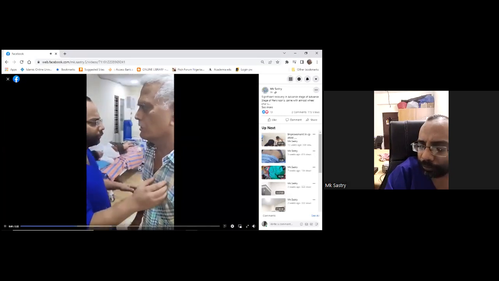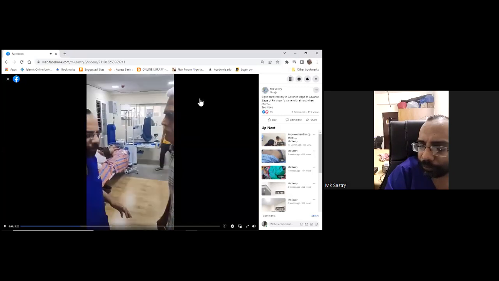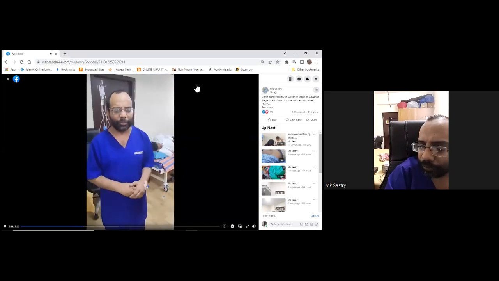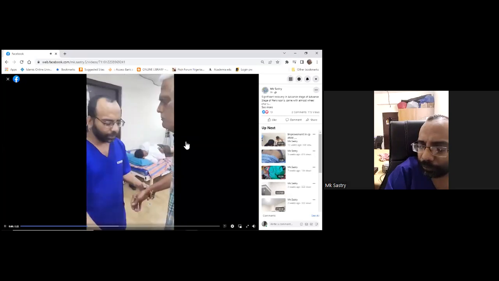It has been 20 days. So you can see, in just 20 sessions, he has recovered more than 70%. He was unable to move. Now you can see the hand tremor.